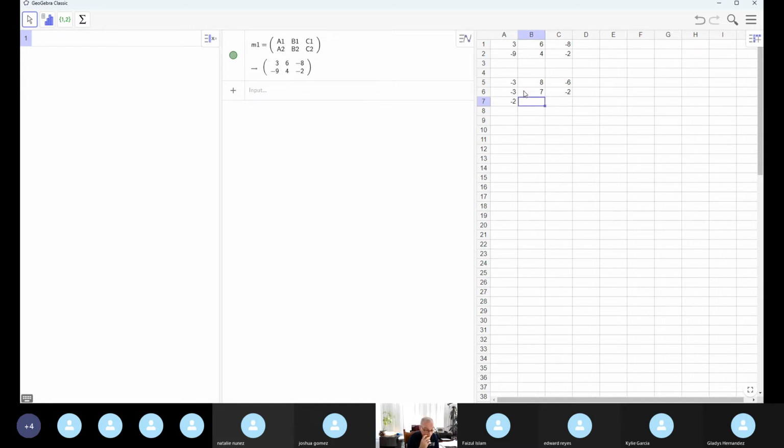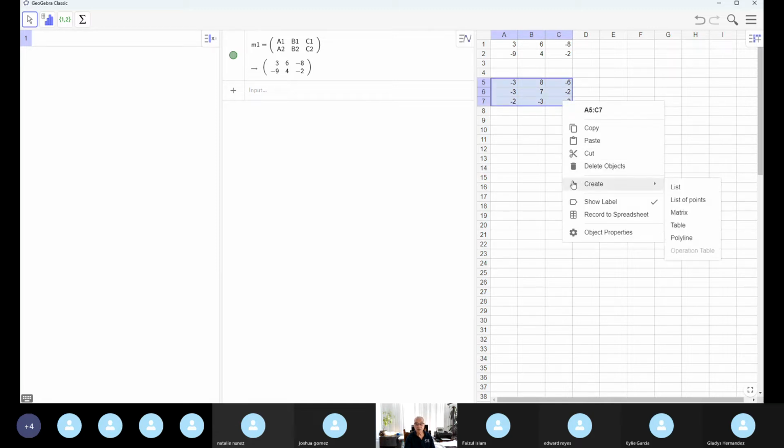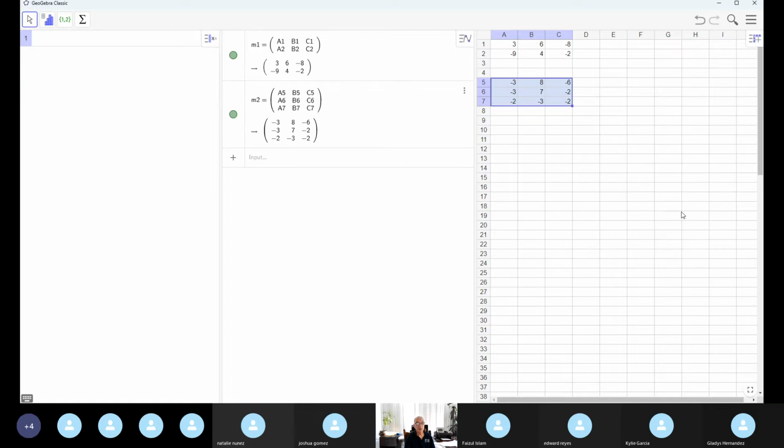Tap, -3, tap, and -2. Enter. Bam! And I am doing the creation of the second matrix. Bam! And I have in my hand N1 and N2.